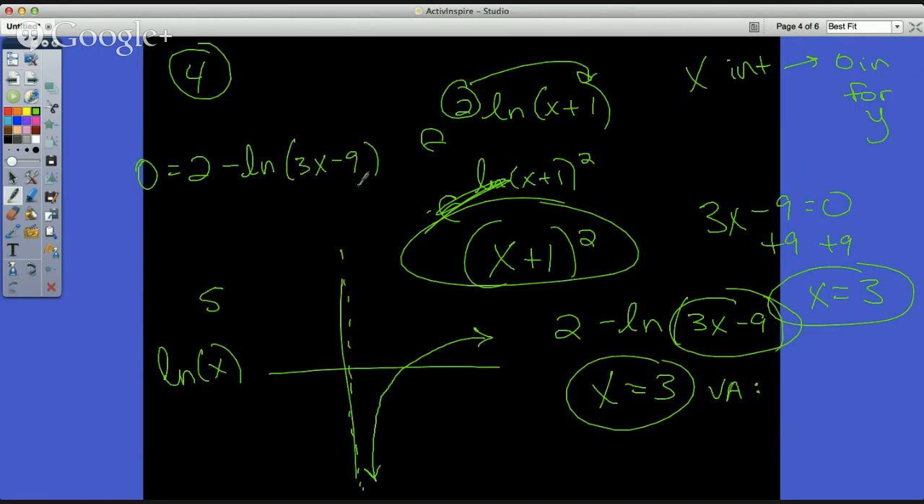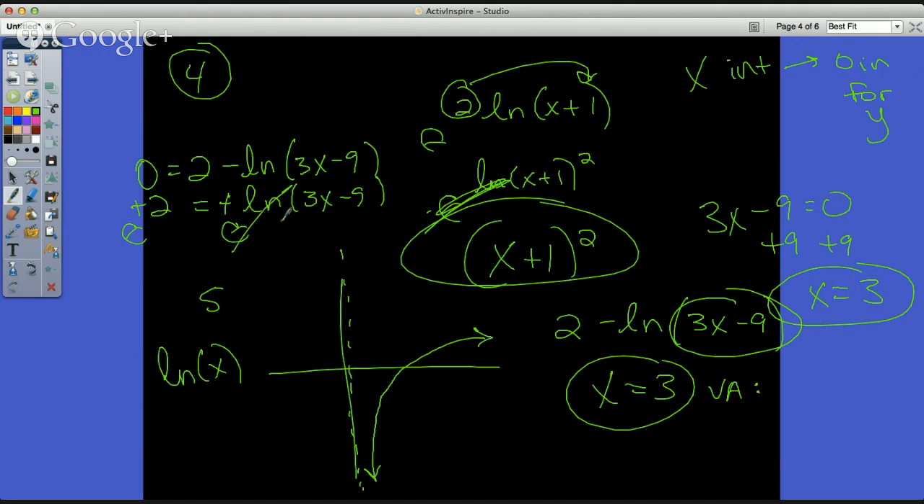So let's just go step by step. We could subtract 2. We don't like a negative ln, so we just make this positive and the other one positive. How do I get rid of that ln here? Base e, so e to the second. So right now we have e to the second equals 3x minus 9.